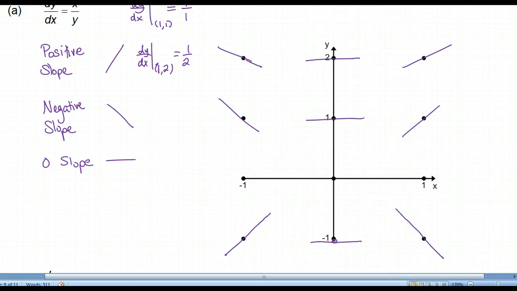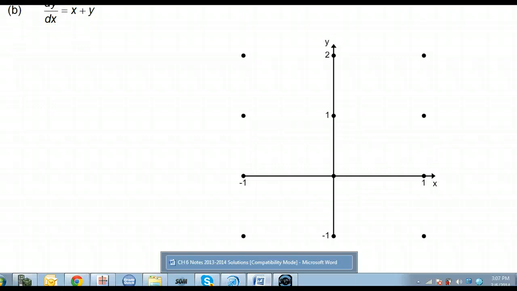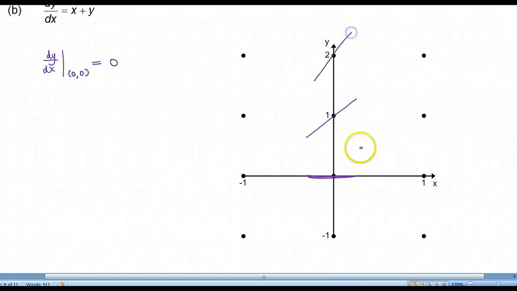The next one is different, not like a pattern like the one before. It's just x plus y, so you would just plug in. It's like a bunch of random lines going in different directions. So dy dx at 0, 0 would be equal to 0. So you just draw a line here. Here you're just adding the coordinates. At 0, 1, it would have a slope of 1. At 0, 2, it would have a slope of 2, so it's going to get steeper, up 2 over 1.